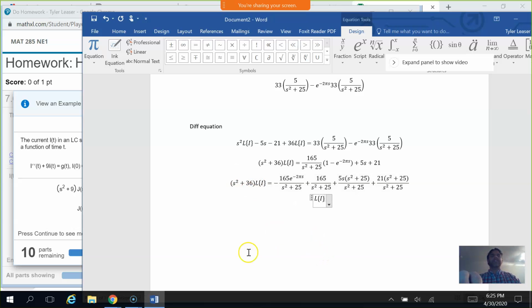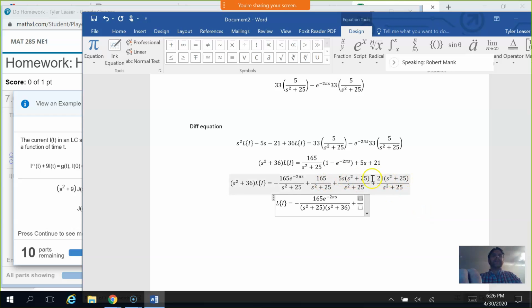So on the left-hand side, all we're going to have is the Laplace. On the right-hand side, we're going to have this first term, the one with the e in it. And in the denominator, we're going to have s squared plus 25 and s squared plus 36. Okay, plus all of these are going to combine into a single fraction. So let's try to keep everything straight.